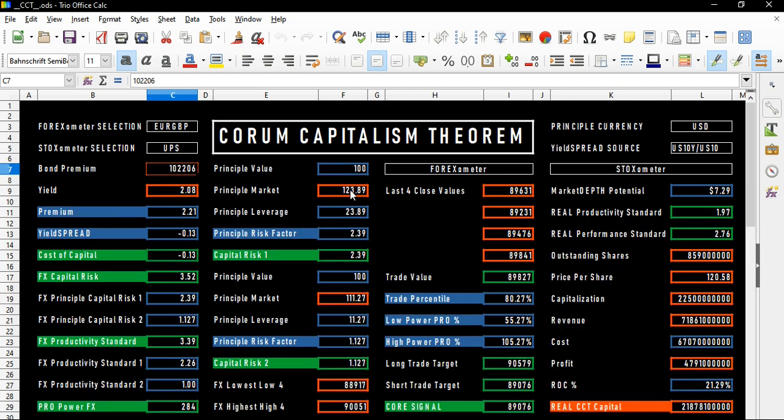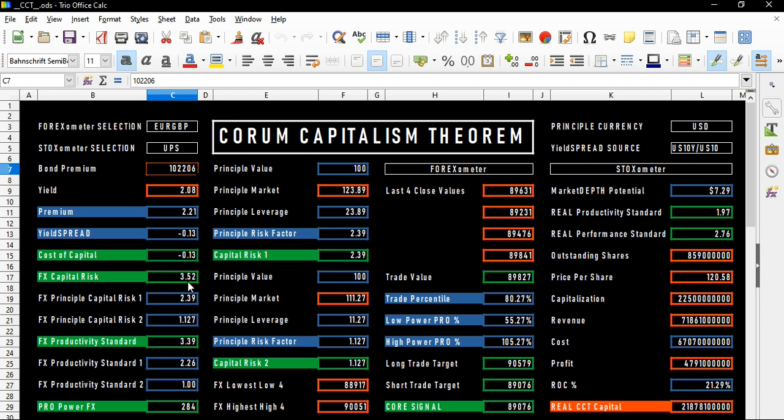So I'm going to jump over here where it says principal value 100, and then underneath it, principal market. This is the first of our currency pairs, and that is going to be the euro. And then our second one, where it says principal market down here, this is our British pound.